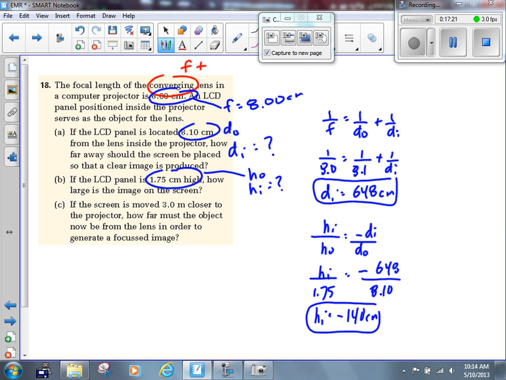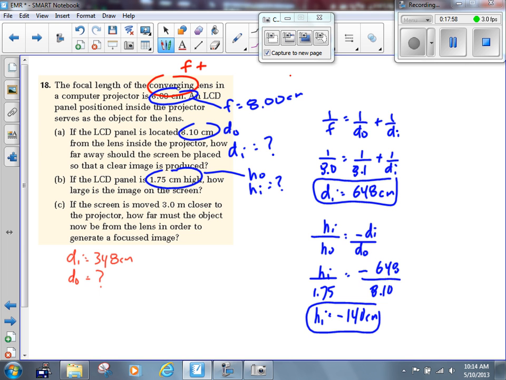Now let's do C. If the screen is moved 3 meters closer to the object, how far must the object now be from the lens in order to generate a focused image? What we're going to do in question C is change our image distance. If our image distance was 648, now our image distance, DI, is going to be 348. Look, if I'm moving the screen 3 meters closer, then that better be where the image is formed. 3 meters closer, 348 centimeters. Now what I'm looking for is DO. Where do I have to put the object in order to get the image at that spot?